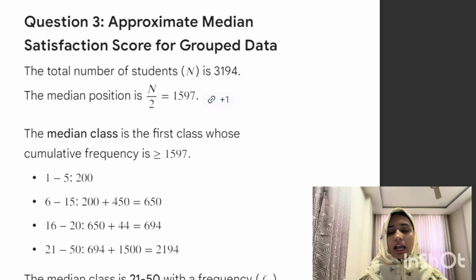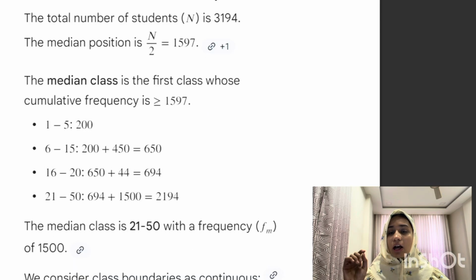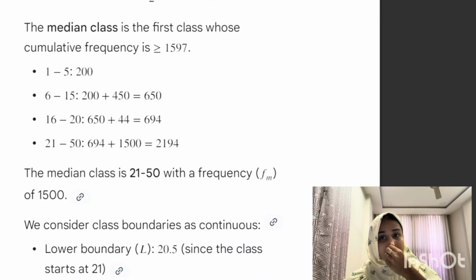So how will we do it? We have a total number of students, which is 3194. Now we'll find n by 2, which is the median position. Since n is even, n by 2 will work, so the answer will be 1597. Now we'll find the median class. The median class is the first class whose cumulative frequency is greater than or equal to 1597. So we have various classes, as can be seen, like 1 to 5, 6 to 15.